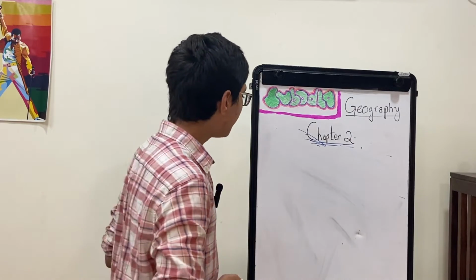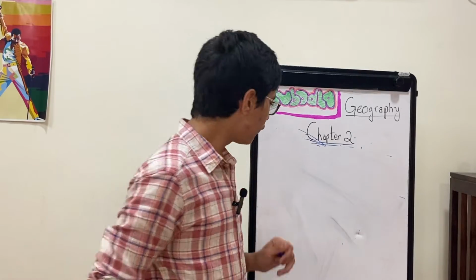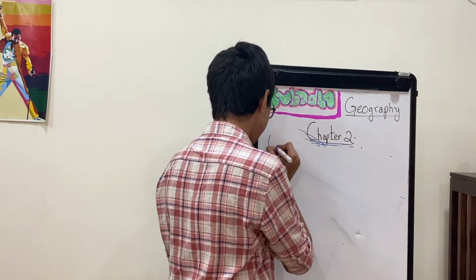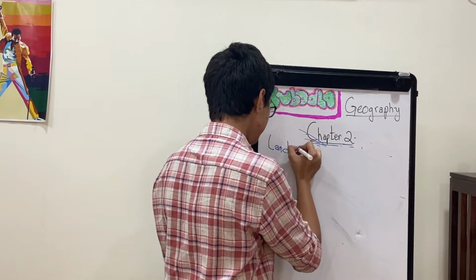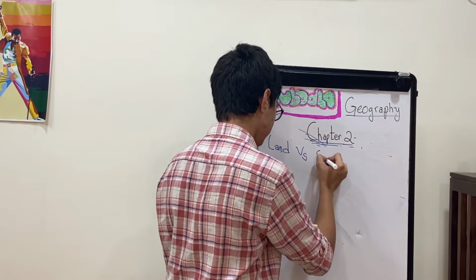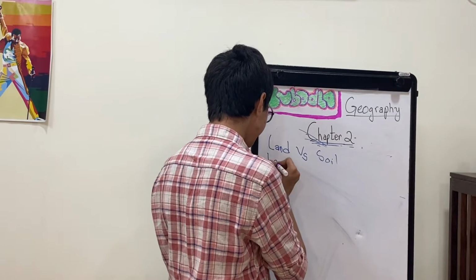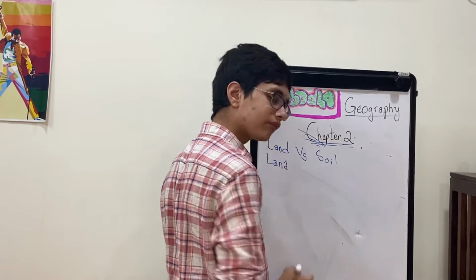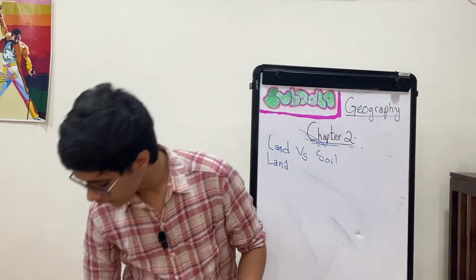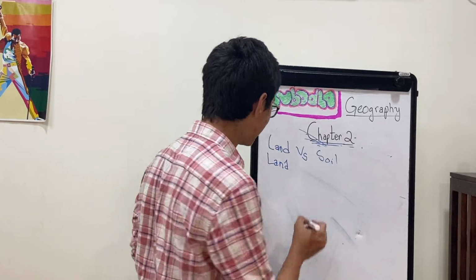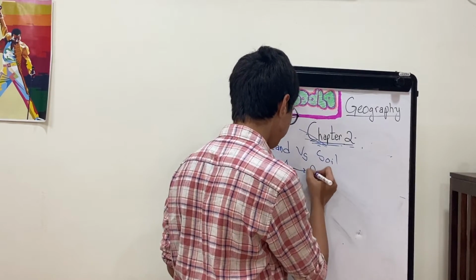So with that, we have finished the topic of land. So it was very simple. What did we look at? So first we looked at land versus soil. So what's the difference between both is what we looked at. Then the basic meaning of what land is. Okay, next we looked at a few more things about how land affects population.